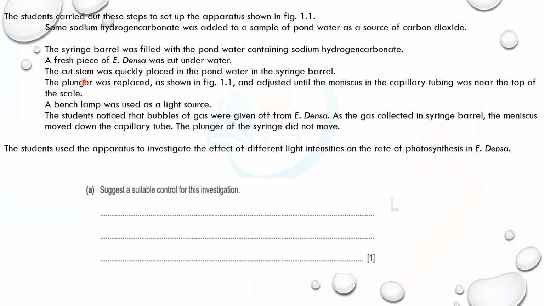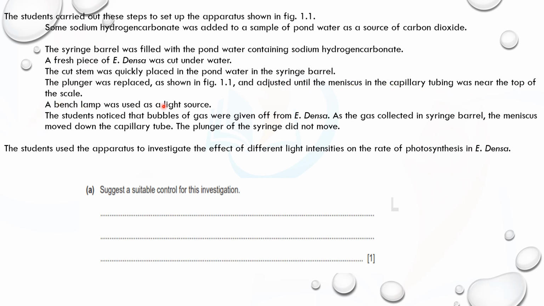The cut stem was quickly placed in the pond water in the syringe barrel. So these are the sequence of events. The plunger was replaced as shown in figure 1.1 and adjusted until the meniscus in the capillary tubing was near the top of the scale.